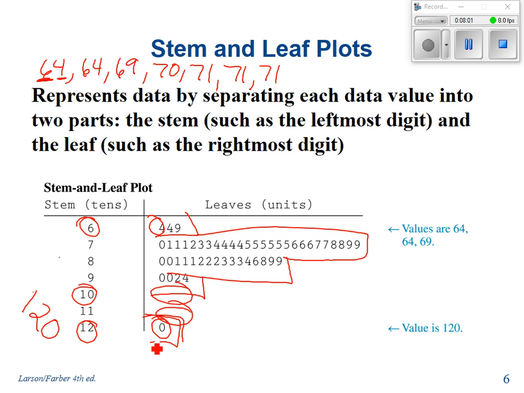Sometimes it's sort of hard to use a stem and leaf plot. If you got numbers that range from something like 150 to 3,000, then you're getting into where a stem and leaf plot might not be the best thing to use to show the data, to show your information.